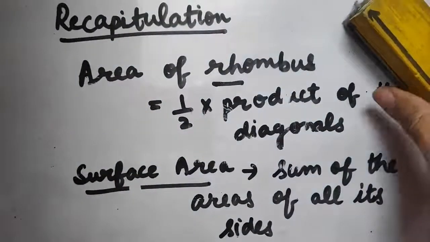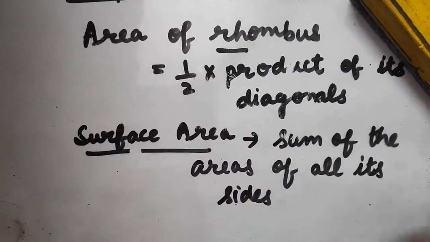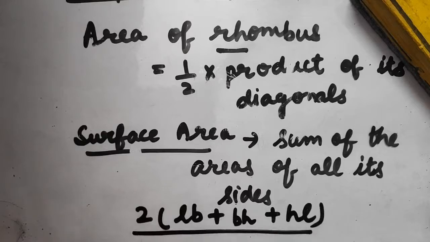So the surface area of cuboid is given by the formula 2 bracket LB plus BH plus HL. This is the formula of total surface area of cuboid. As I told you, if I am talking about surface area of any solid, it means I am talking about the total surface area. So this is the formula of total surface area of cuboid.